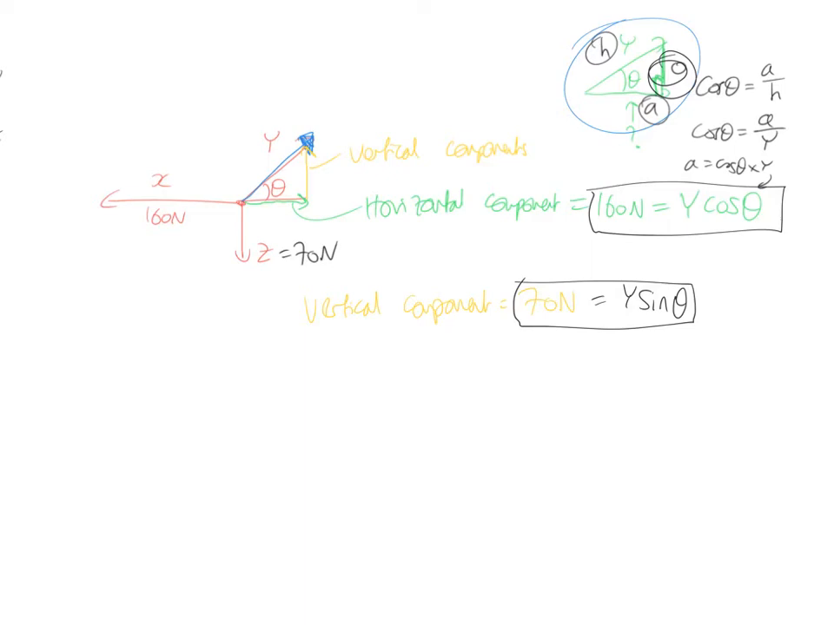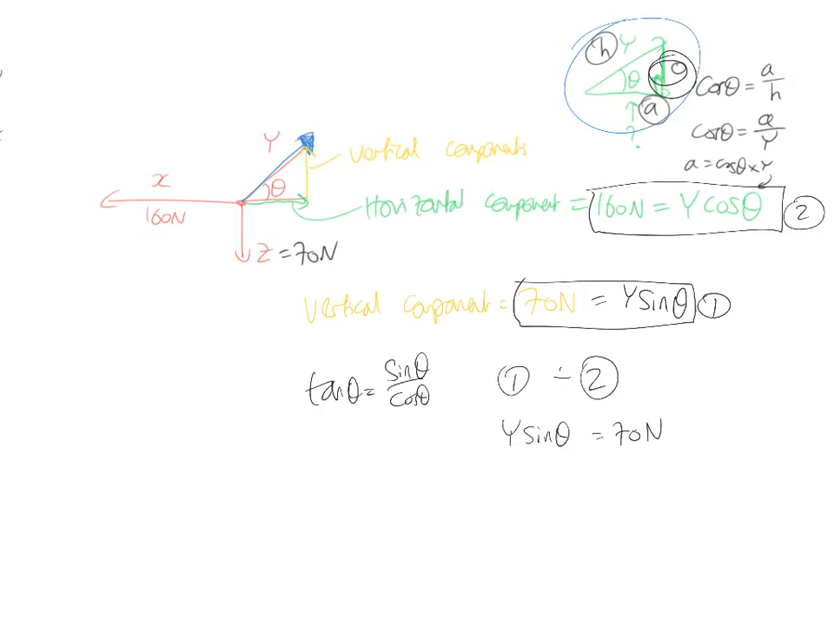Now we've got two unknowns and two equations, that's simultaneous equations. And the joy of this is, you're expected to know for CIE physics that tan equals sine over cosine. If you don't believe me, try it on a calculator or Google it. So if we divide equation 2 by 1, we get y sine theta equals 70 newtons divided by y cosine theta equals 160 newtons. The y's cancel, and sine divided by cosine equals tan. That's equal to 70 over 160.